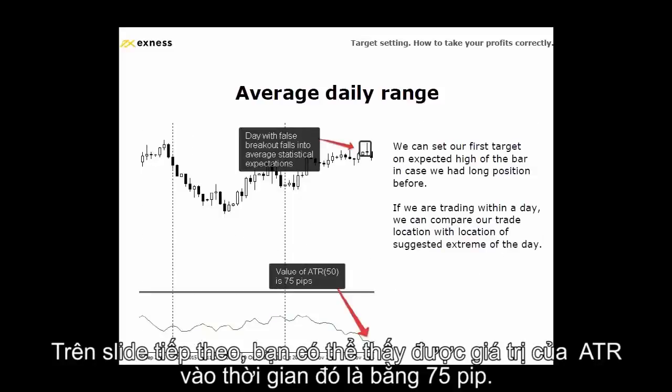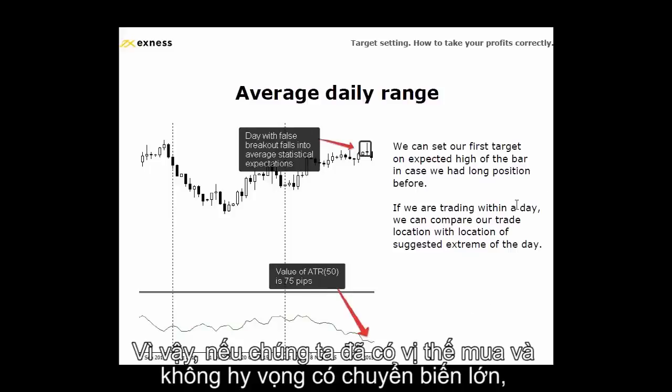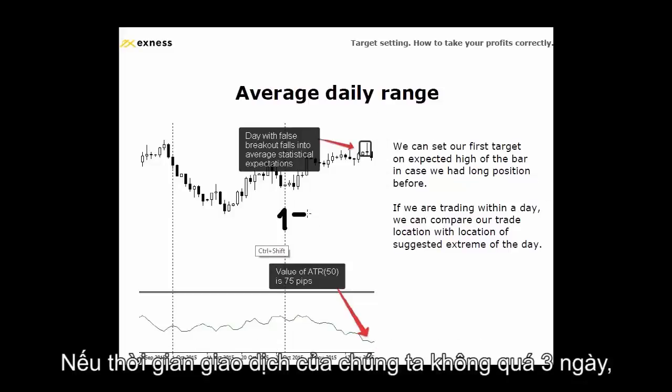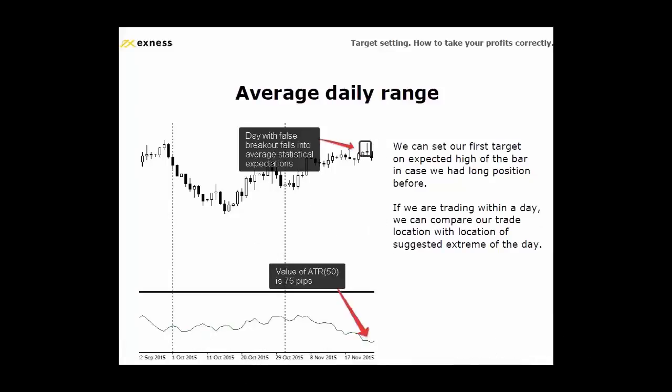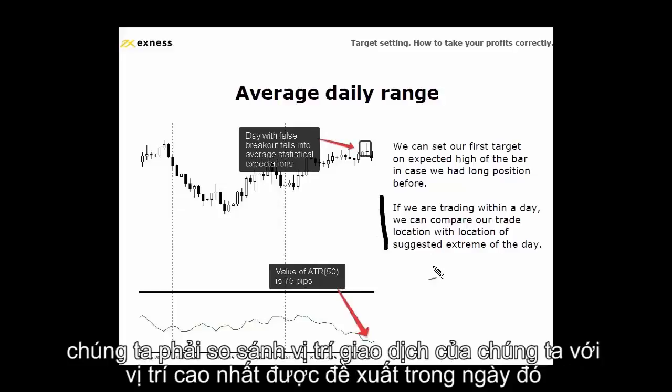On the next slide you see that the value of ATR for that period was equal to 75 pips. So we could have set our first target at the expected high of this bar in case we had a long position and we are not heading for a large movement. If the duration of the trade is no more than 3 days, for example, then we can use the average statistical number to calculate a point for profit taking. And of course, if we are going to trade within a day, we have to compare our trade location with the location of the suggested extreme of the day.